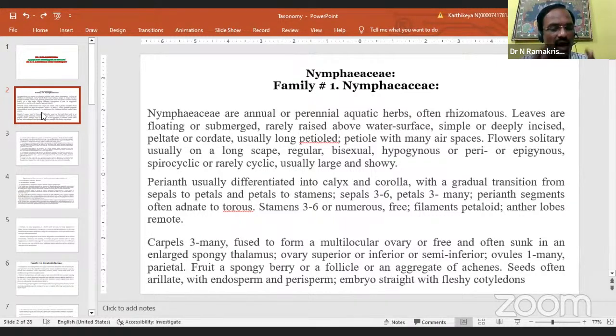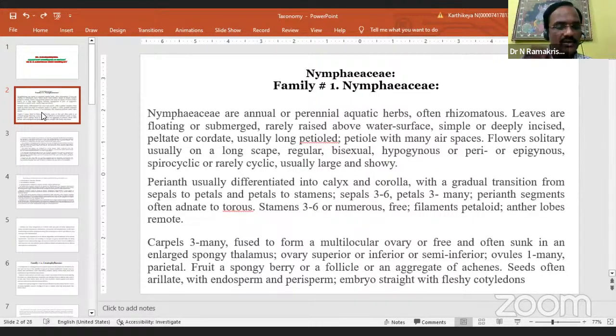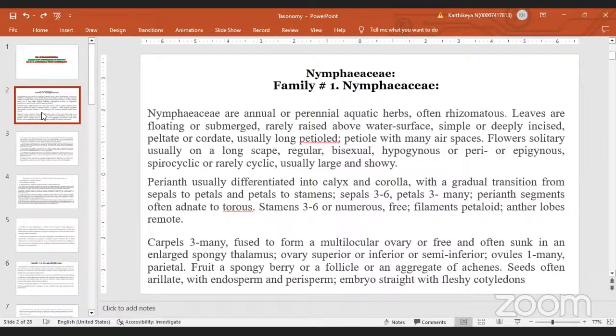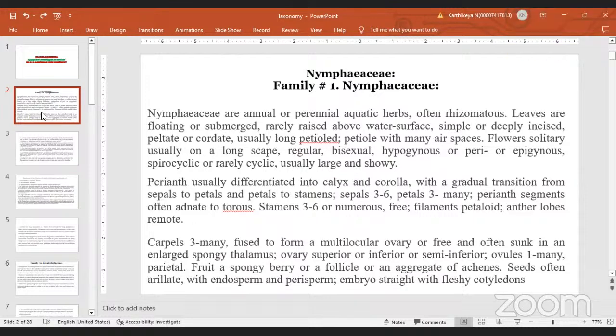The word meristem is derived from the Greek word merizein, which means divisible. Wherever divisible cells are there, we call that meristematic tissue. The term was coined by the scientist Nageli. Is it clear now? Once again, meristem is derived from the Greek word, which means divisible. Is it okay?